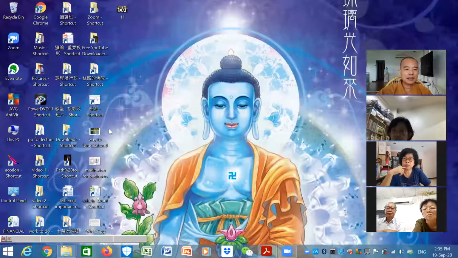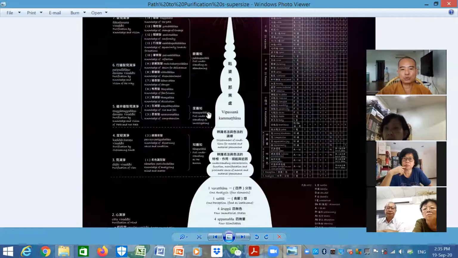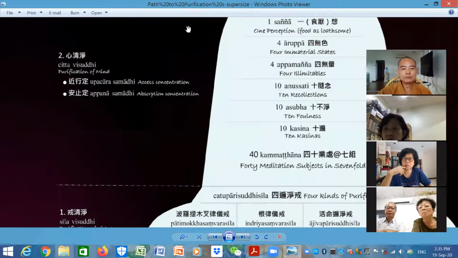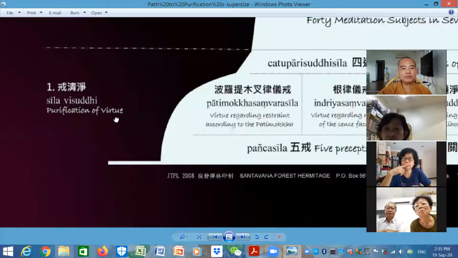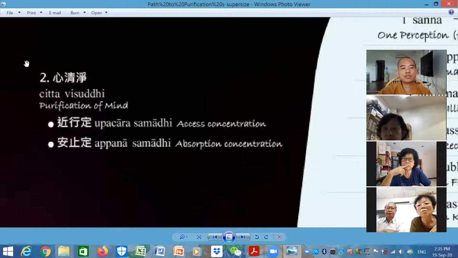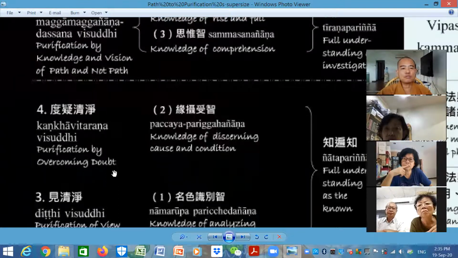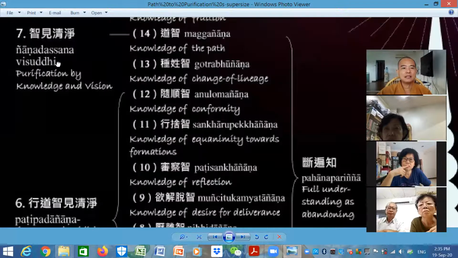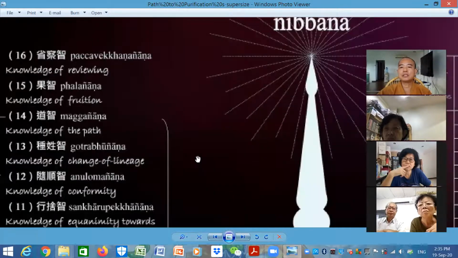Okay, class, I think I asked you all to remember, right? So we have 7 Visuddhi. In the beginning is the Sila Visuddhi. Second is the purification of the mind. The third is the purification of the view. And the fourth is the purification by overcoming the doubt. And lastly is the purification by knowledge and vision. And we'll see the Nibbana.